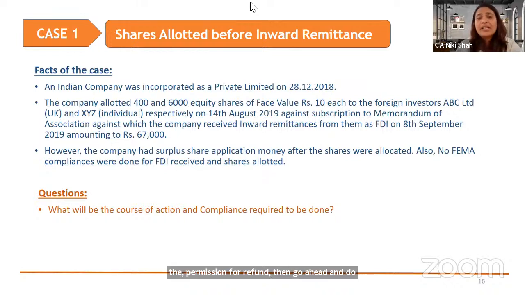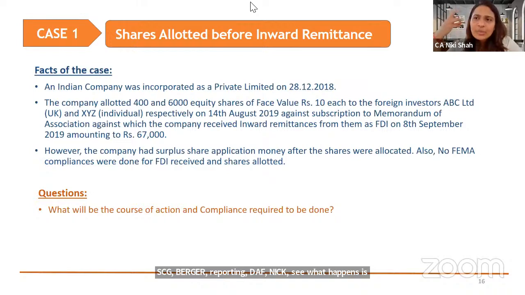Once you have done the refund, then and only then will you be able to do the FCGPR reporting. Until that time, FCGPR ka reporting bhi aap nahi kar paoge. Because, see what happens is, when you bring in the funds, there is a code which gets attached to your money flowing in.